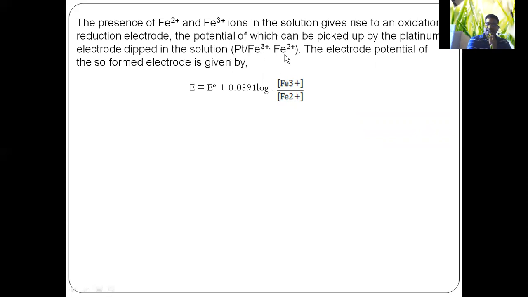So Fe2+ is the reduced species and Fe3+ is the oxidized species. Both of them form a single electrode with platinum wire. The electrode potential of the electrode so formed is given by the Nernst equation, that is E = E0 + 0.0591 log [Fe3+]/[Fe2+]. Whatever potential is developed in the solution is picked up by the platinum wire.